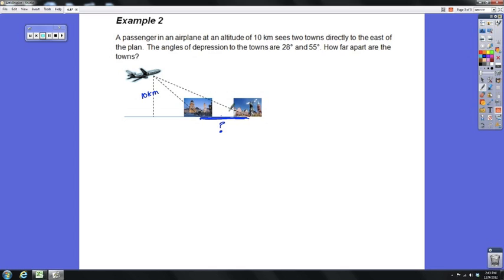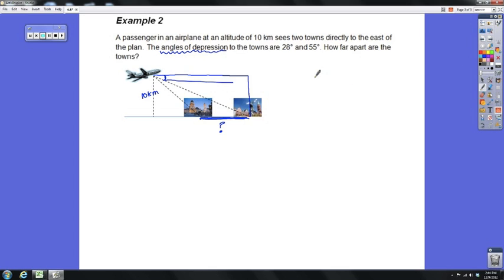The angles of depression to the towns are 28 and 55. Do not stick the 28 and the 55 right here, because remember, we're doing angles of depression. So you might want to draw out a rectangle here, the angle of depression from the plane. Let's do this outer town, the furthest out one. This would be your angle of depression. Now remember, the angle of elevation is the same as the angle of depression. So I find it a little easier to redraw this.